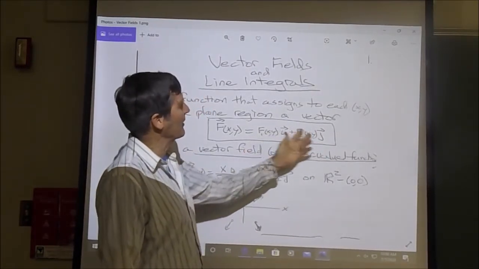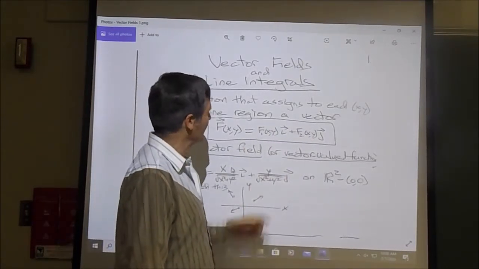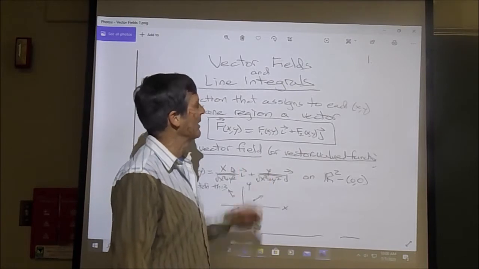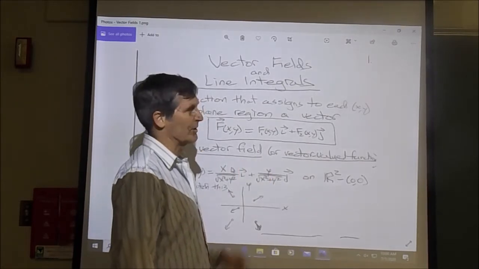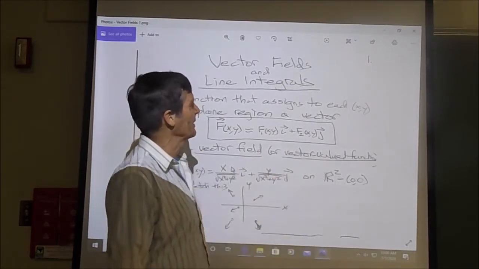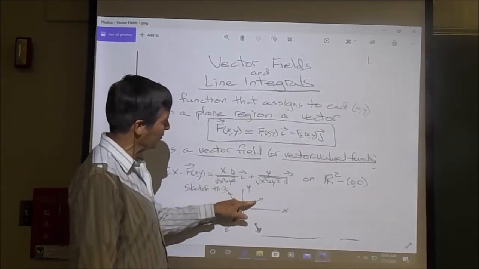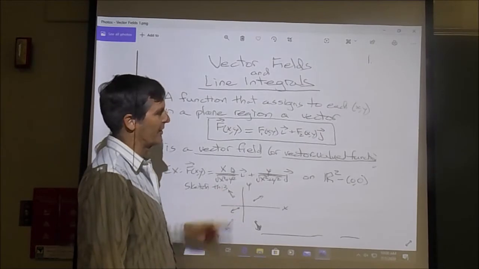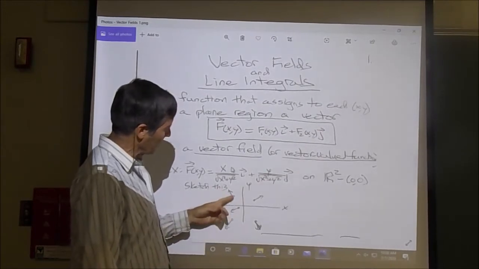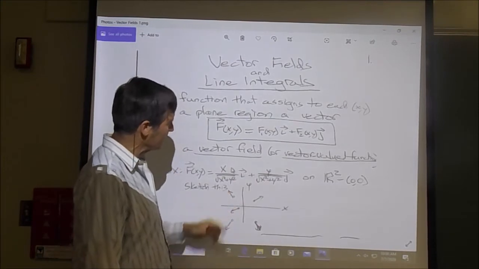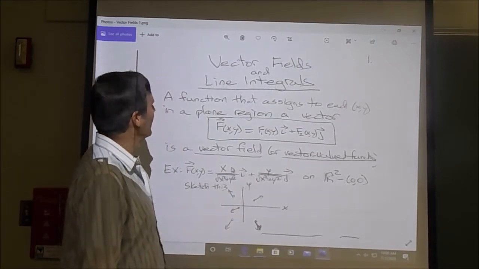So you get back an arbitrary vector, right? By putting in an x, y, you can specify that you get back at each point a particular vector. So associating a vector with each point in a plane region makes it a vector field. Kind of like this, right? At this point, here's this vector. At this point, here's this vector. So this is a sketch of a vector field where at a bunch of representative points that we pick, we draw a vector like that.